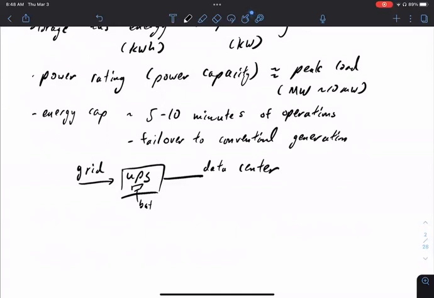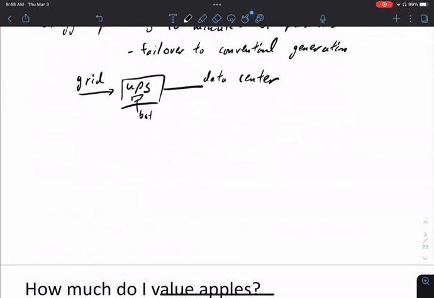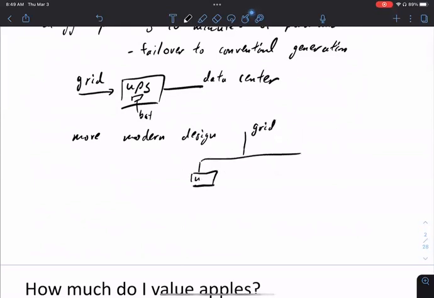So are there any alternative designs for this? Basically, the alternative design is you break up one big UPS into many small UPSs. But it's not that simple. The alternatives are a more modern design, I guess. What the more modern design looks like is you have power coming in. This is your grid. This gets bunched up into a bunch of UPSs.